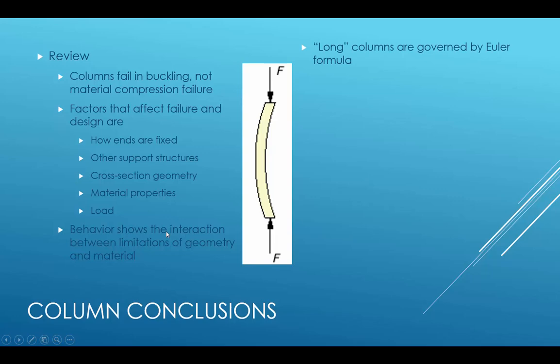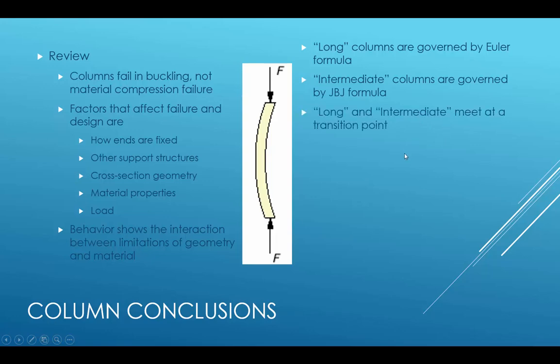And those long columns, again, those are governed by the Euler formula, and the intermediate columns are governed by the J.B. Johnson formula. They meet at a transition point, and we've got to figure out which of these two to use based on our formulas for the column constant and the slenderness ratio, and which side our column is with respect to that transition point.